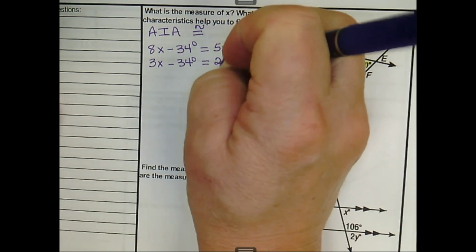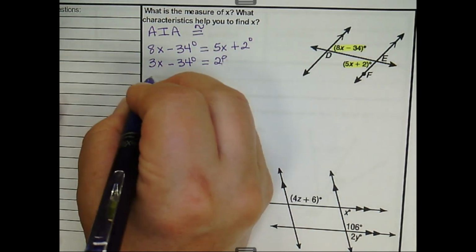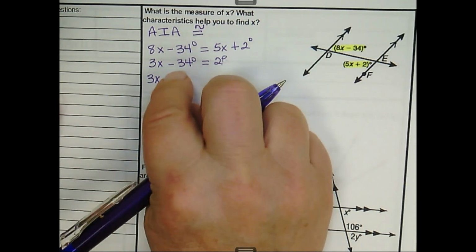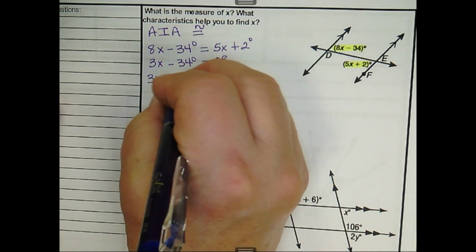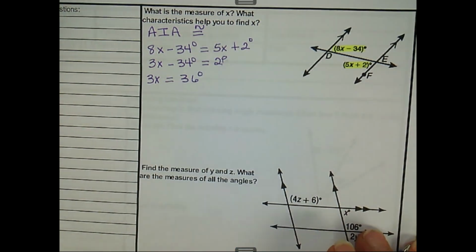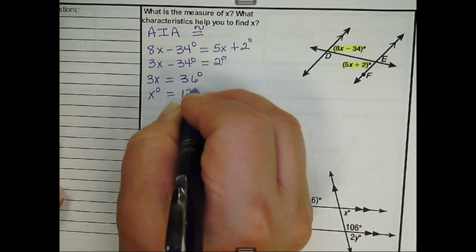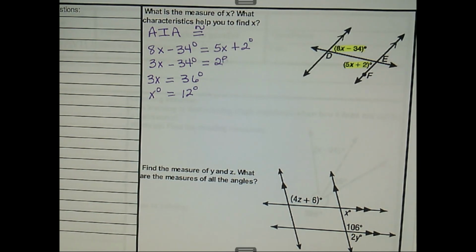Okay, I have subtracted 34 degrees. I need to add. So 3x is equal to 2 plus 34, since negative 34 plus positive 34 is 0. 2 plus 34 is 36 degrees. Now I need to divide both sides by 3, and x degrees will equal 12 degrees. And now I need to substitute in. Which one's going to be easier? Well, I think that 5x plus 2 is going to be the easier expression to solve.